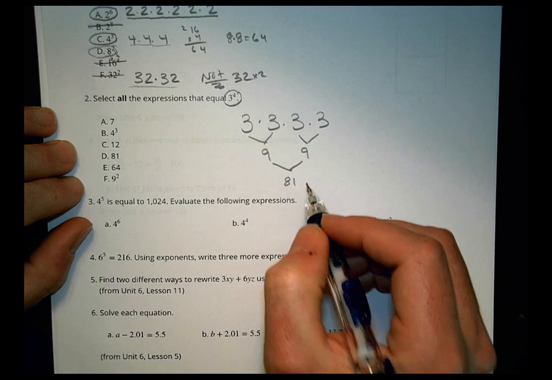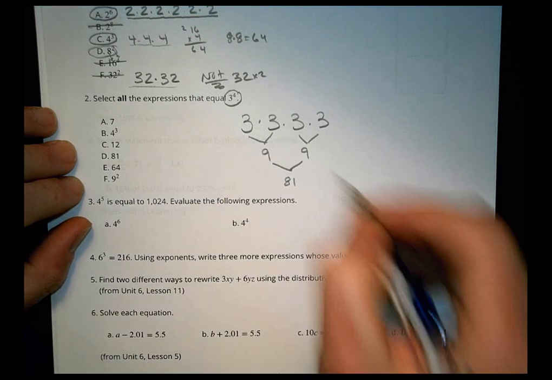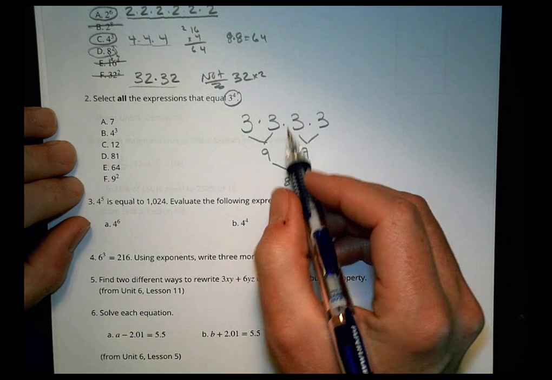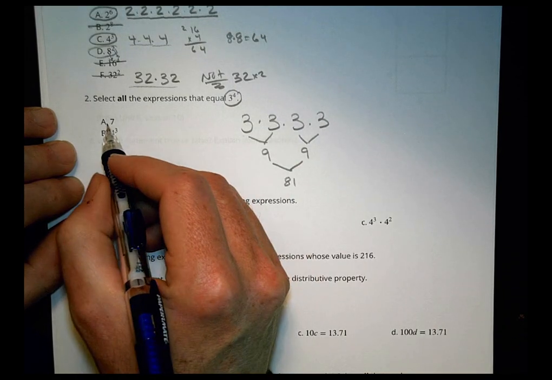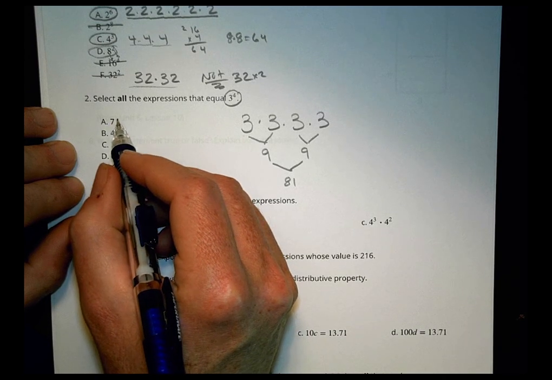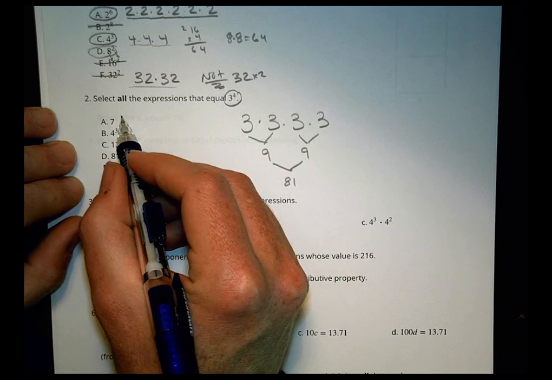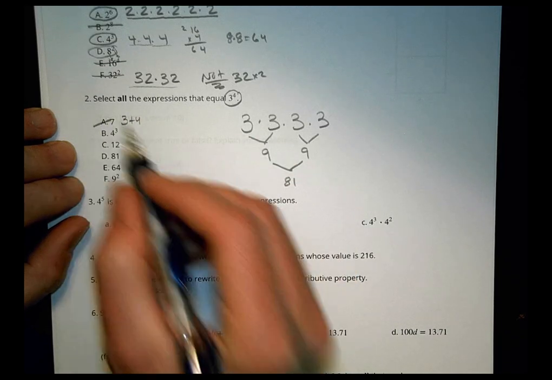Does this look familiar to you? Does it look a little bit like what we did in our What Do You Notice and Wonder? A little chart like that? Yeah, kind of cool. So this is how that works there. 3 to the 4th is 81. So 7. No. Where did that even come from? Oh, I know where it came from. That would be if you decide that I'm going to add 3 plus 4, which is not what you do there. So that's a no.